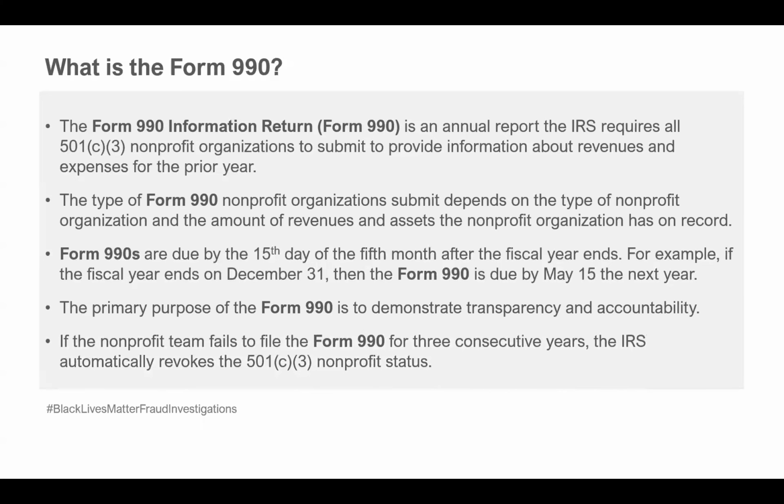If the nonprofit team fails to file the Form 990 for 3 consecutive years, the IRS automatically revokes the 501c3 nonprofit status. And it is very important to note that even if you're not offering any services at all, and you're not generating any revenues at all, you still have to file the appropriate Form 990 information return so that the IRS does not revoke your status.